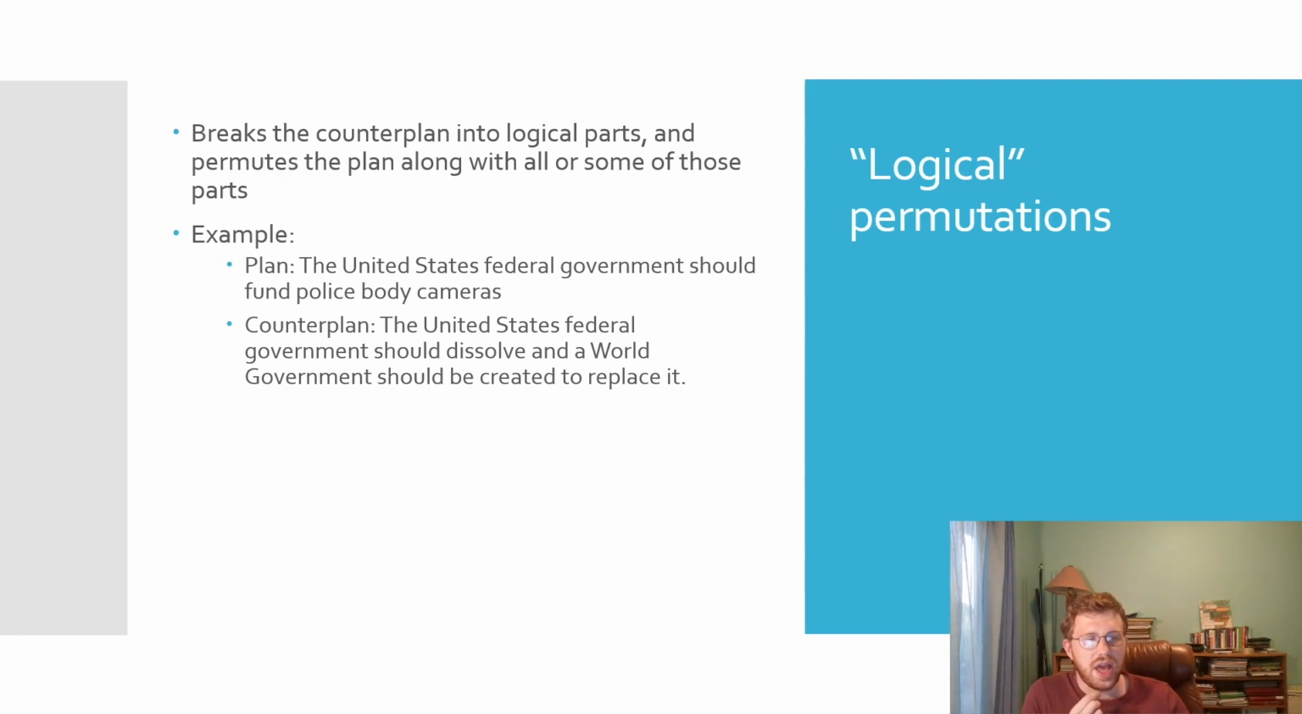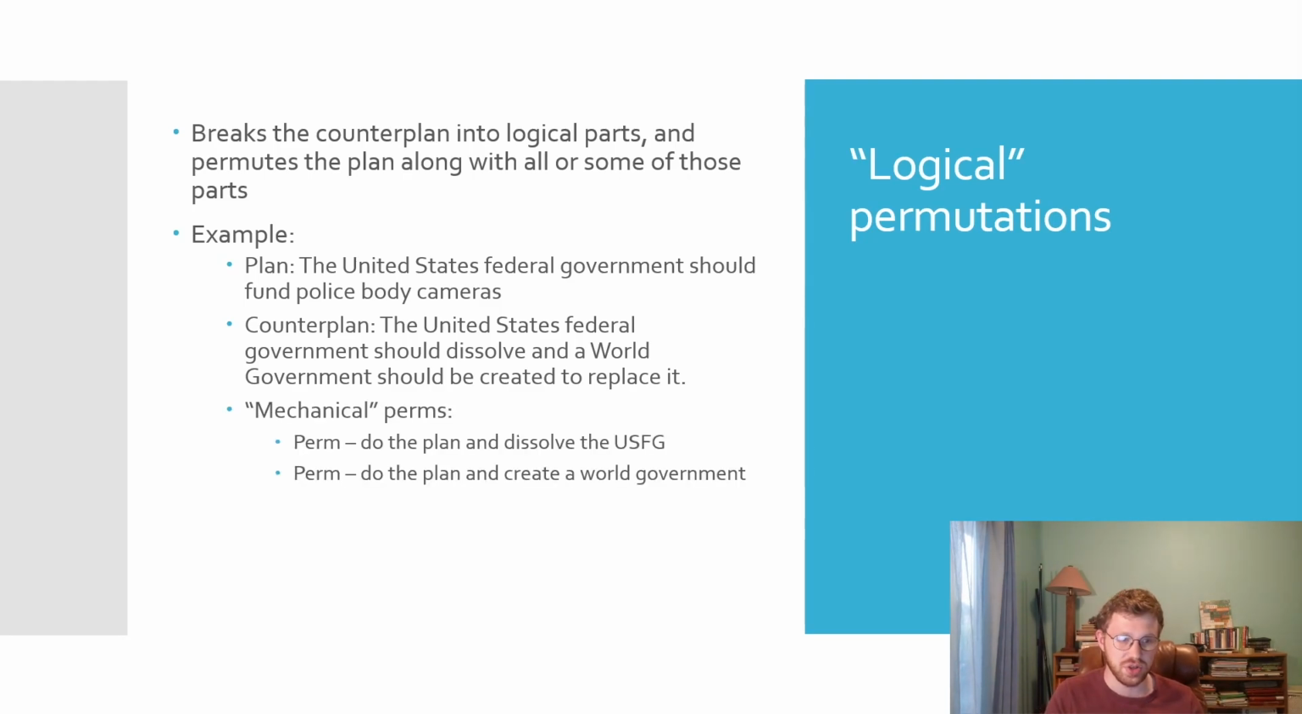So imagine we have our proposal, which says that the federal government should fund police body cameras. The neg would then respond by saying that the United States federal government should dissolve and a world government should be created to replace it. Seems mutually exclusive. If we do our mechanical permutations, it seems like the counterplan is two parts. The federal government should dissolve and a world government should be created to replace it.